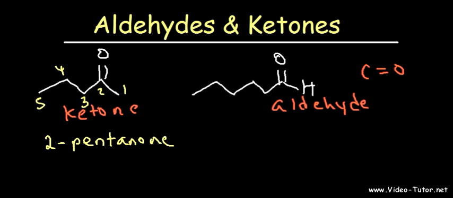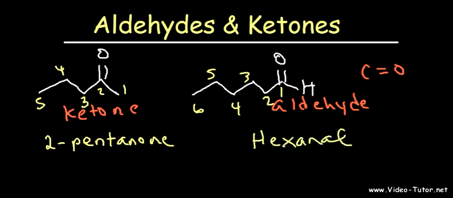Now for aldehydes, because the carbonyl group is always at the end, it's always going to be number 1, so you don't have to say it's number 1. So there are 6 carbon atoms in this structure. To name it, it's simply called hexanal. So let's try some more examples. Go ahead and name this particular ketone. And then you could try this example as well.